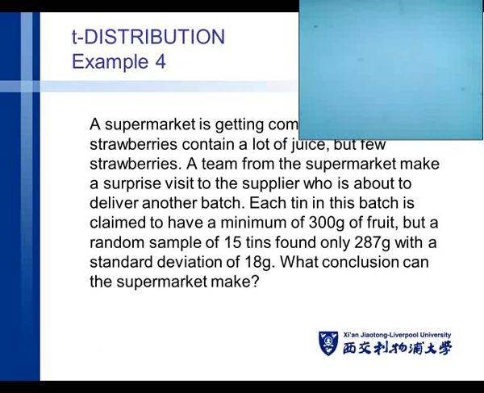So let me do example 4 from the t-distribution. The supermarket is getting complaints that its tins of strawberries contain a lot of juice, but not enough strawberries. The team from the supermarket makes a supervised visit to the supplier who is about to deliver a batch. Each tin in this batch is claimed to have a minimum of 300 grams of fruit, but the random sample of 15 tins found only 287 grams, with a standard deviation of 80 grams. What conclusion can the supermarket make?